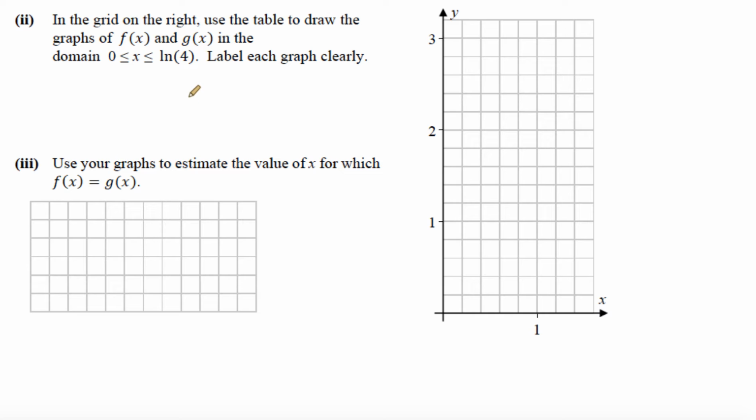Okay, so part 2, in the grid on the right, use the table to draw the graphs of f of x and g of x in the domain where x is between 0 and the natural log of 4. And we have to label each graph clearly. Okay, so we have our xy axis here, and you can see the scale's already been marked. So if this is 1, then half that, that's going to be 0.5 there. So 0.5 is 2.5 squares, so that there is going to be 1.5.